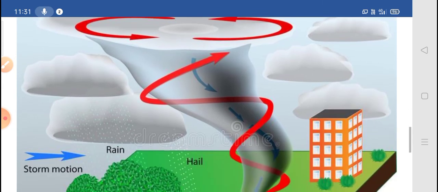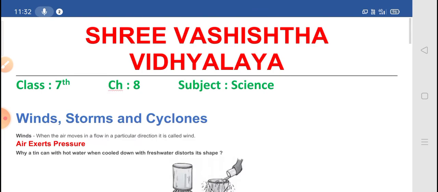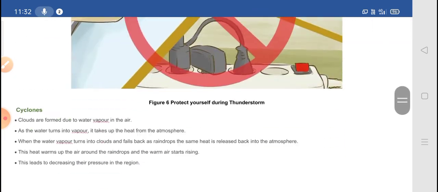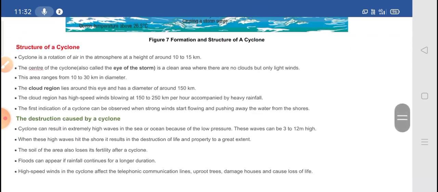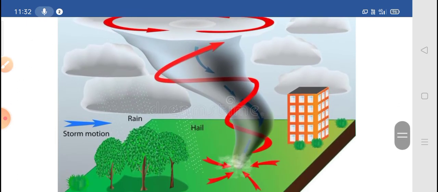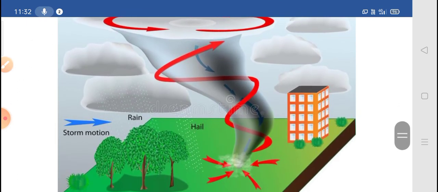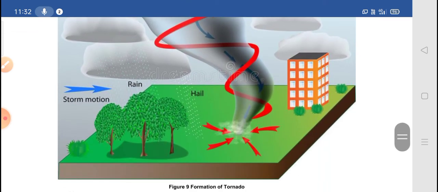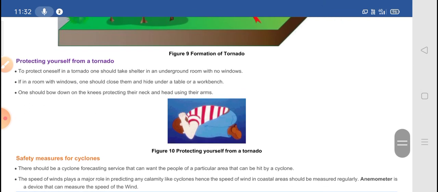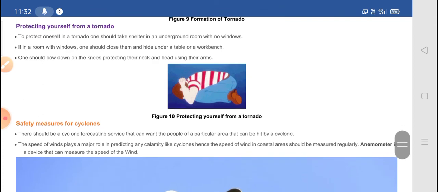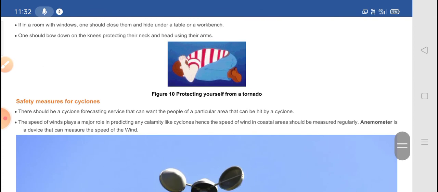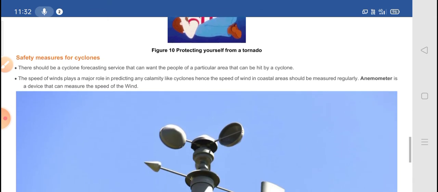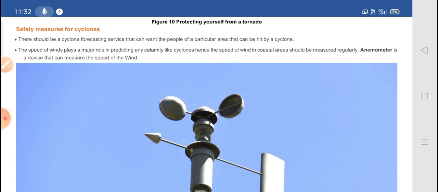Now you can see this is the formation of the tornado. Yes, this is the formation of the tornado. You can see this is the storm motion, rainfall, hail, and this is the structure, or we can say the formation, of the tornado. In this way the tornado is formed. Now, protecting yourself from a tornado, we have discussed some points on how to protect yourself from a tornado. Now we will discuss the safety measures for the cyclone.